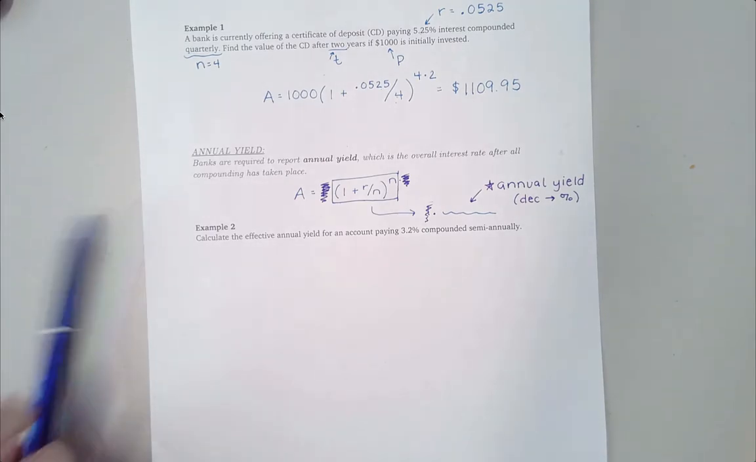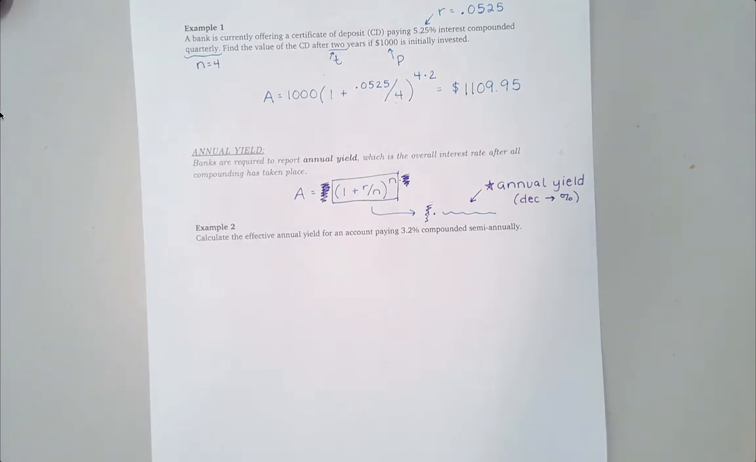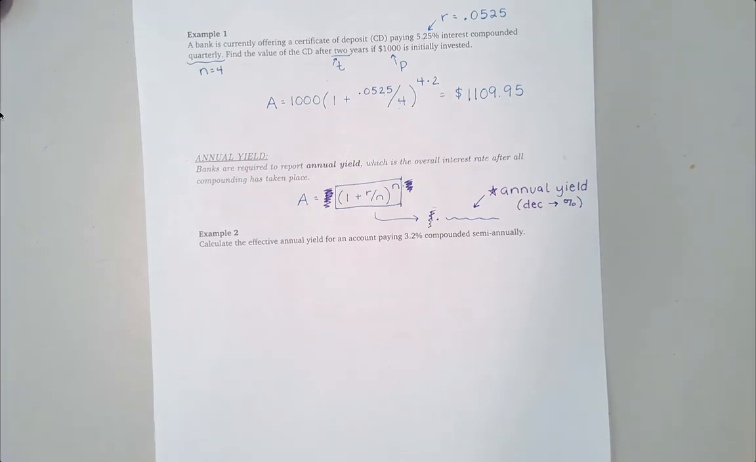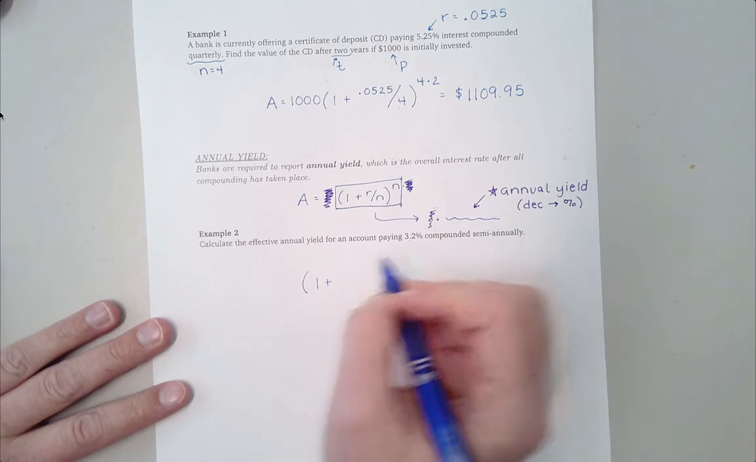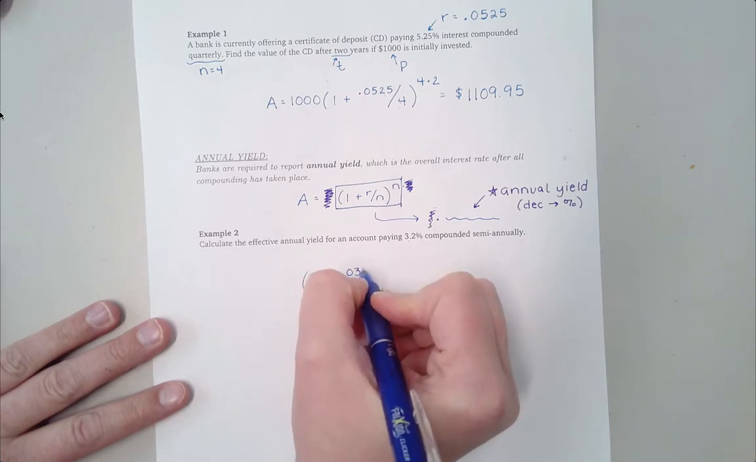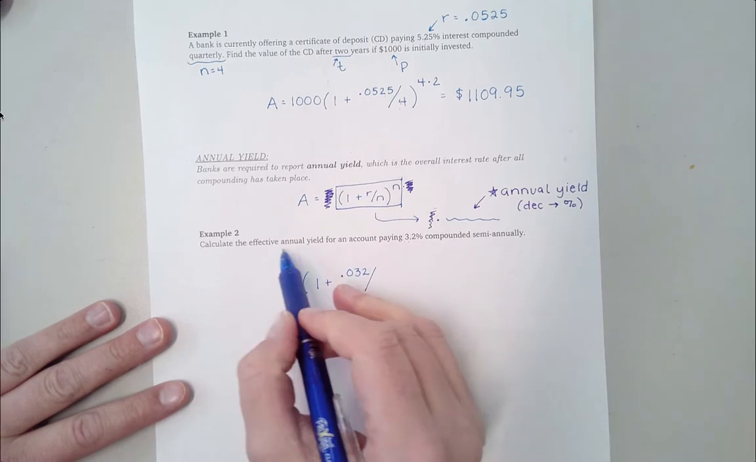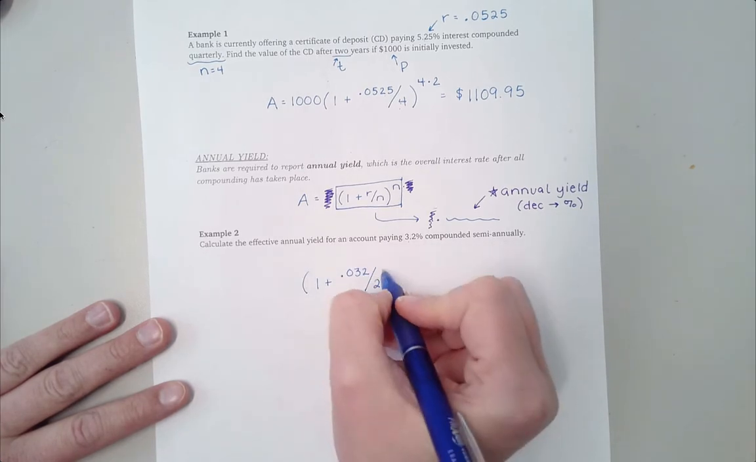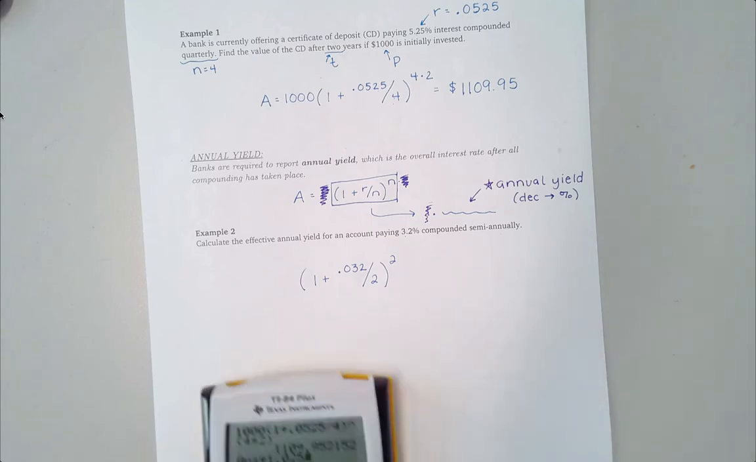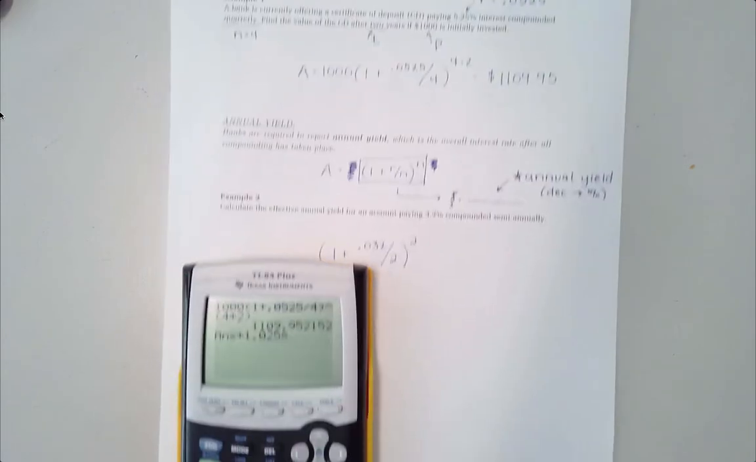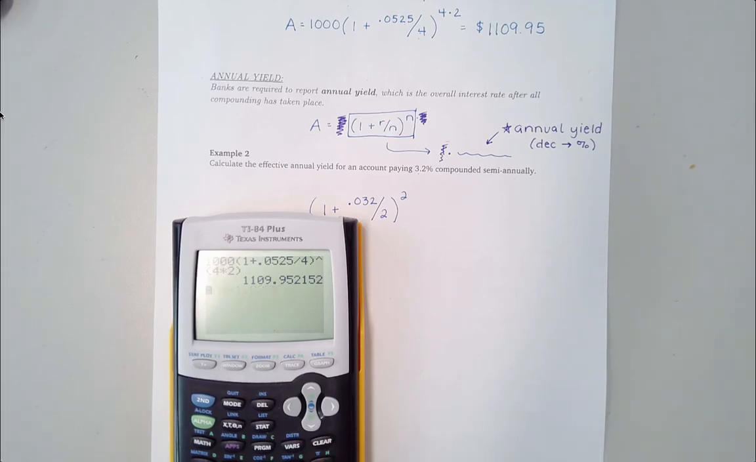Okay. So if you read example 2, you'll notice it sounds similar to example 1, except they don't give you a principal and they don't give you time. That's because you don't need those two things for annual yield. So I am just going to do 1 plus, for my R value, I'm putting in 0.032 divided by, let's see, this is compounded semi-annually, so that's twice a year. And then I'm just going to the power of that 2. Okay, so that's all I'm doing for annual yield. I'm going to type that straight into a calculator. So I'm going to go 1 plus 0.032 divided by 2 to the power of 2.